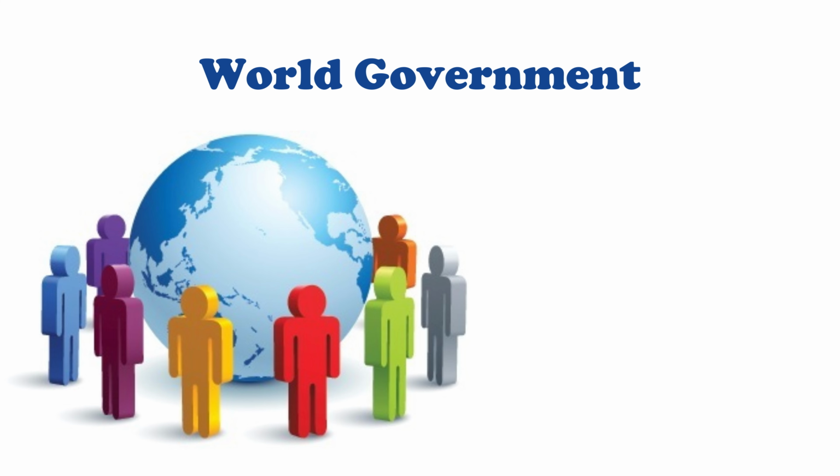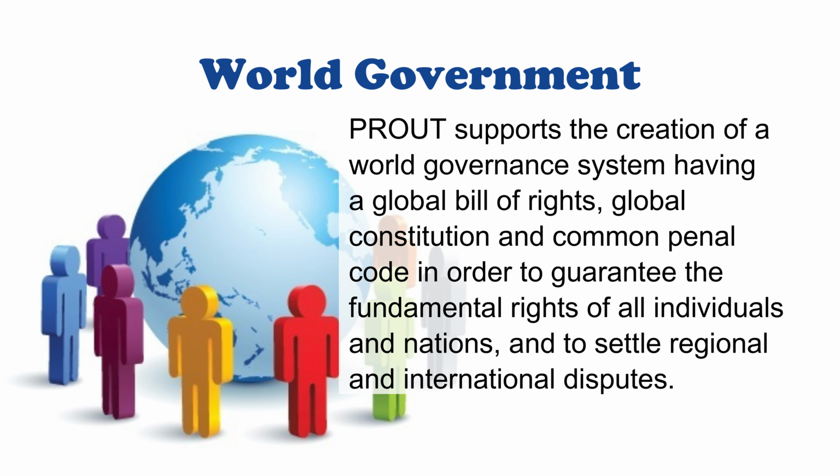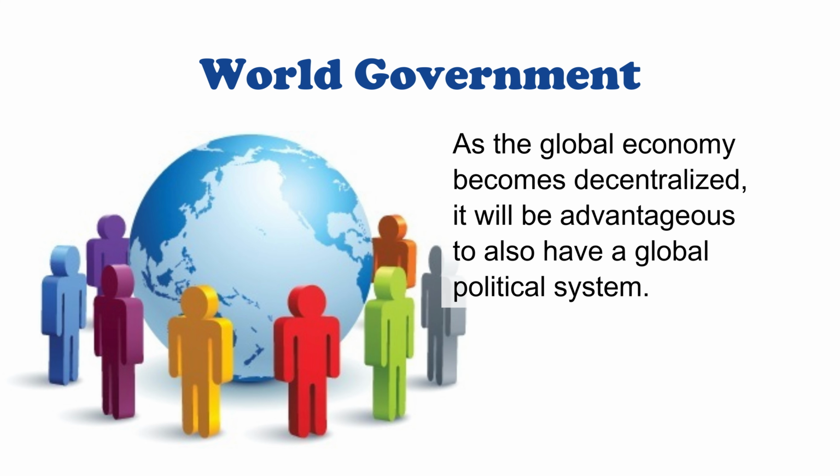World government. PROUT supports the creation of a world governance system having a global Bill of Rights, global constitution and common penal code in order to guarantee the fundamental rights of all individuals and nations, and to settle regional and international disputes. As the global economy becomes decentralized, it will be advantageous to also have a global political system.